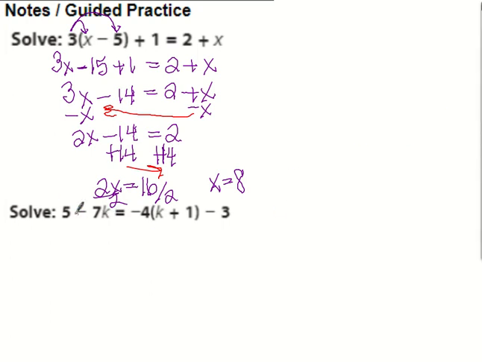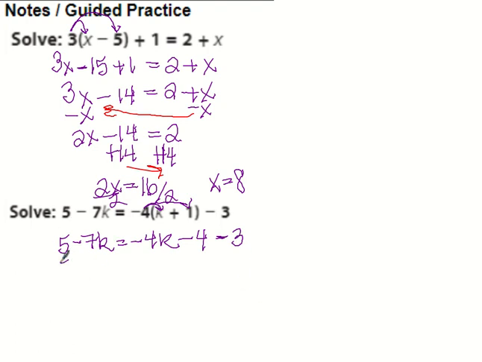So this side's going to stay the same. See, no parentheses, and these cannot be combined. So those are going to stay. 5 minus 7k equals. Now here's my parentheses. I'm going to multiply negative 4 with k. I'm going to multiply negative 4 with 1. And then I'm going to leave this alone because it's not in the parentheses. Negative 4 times k is negative 4k. Negative 4 times 1 is negative 4. See how I was able to do that? Minus 4. And then I'm going to go minus 3.